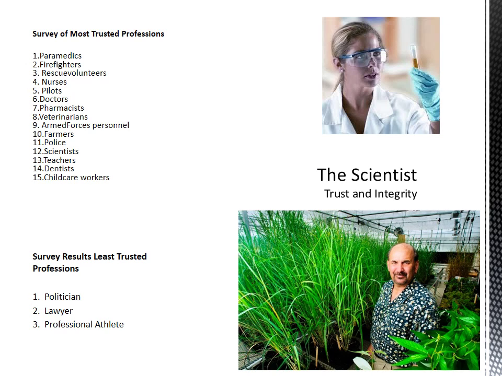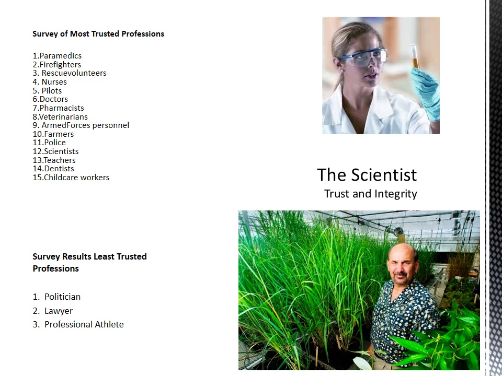So that's the scientist. Those are the characteristics of the scientist. Now, you would think with those characteristics, the scientist would be very trusted. People would look at a scientist and think, that person might know what they're talking about. But it turns out, in a survey of the most trusted professions out there, people actually trust paramedics more than anybody else. And that kind of makes sense. You got to give them credit.